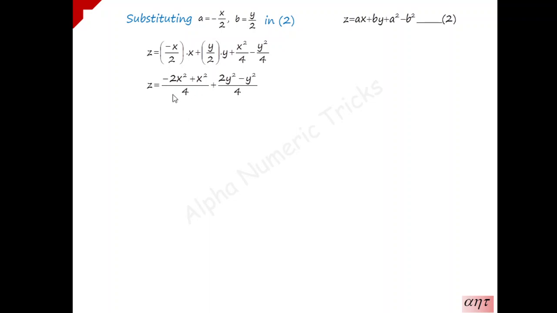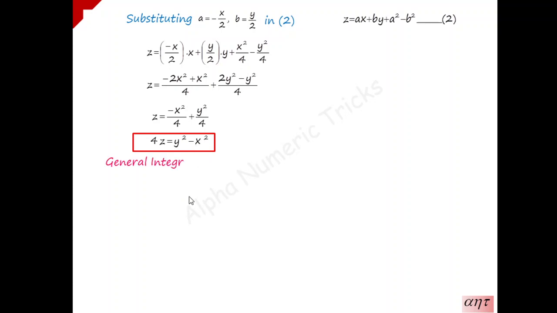Now you have to simplify this. What is minus 2x squared plus x squared? It becomes minus x squared, plus 2y squared minus y squared, as you have y squared by 4. So when you take 4 to this side, it becomes 4z is equal to y squared minus x squared, which is the required singular integral. Okay, and it is free from the arbitrary constants a and b.